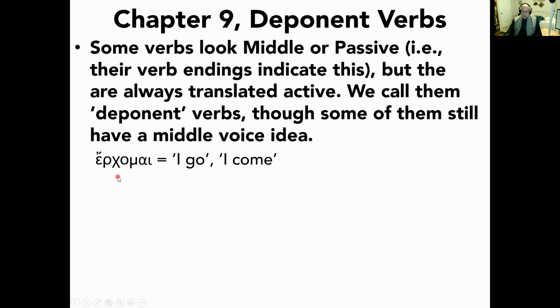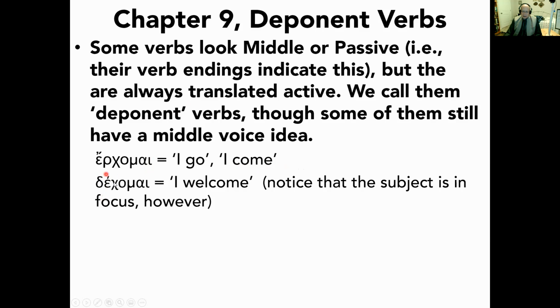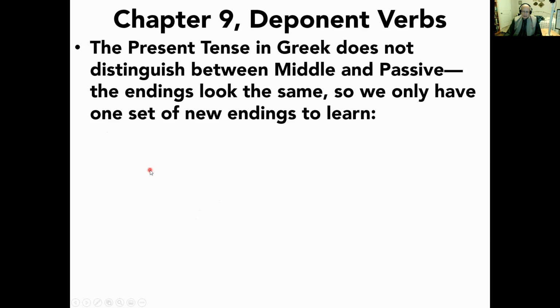Right now we just need to know that these verbs, erchomai, dechomai, I welcome, ginomai, I become, all have this ending, omai. The present tense in Greek does not distinguish between middle and passive. The endings look the same, so we only have one set of endings to learn. Omai, I am receiving, or I receive. Continuous action or simple present. Either one is fine. I am receiving, I receive.